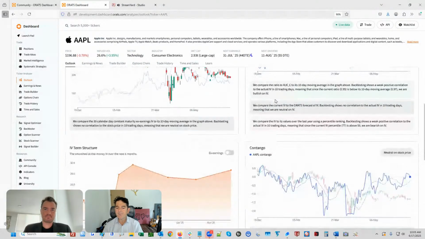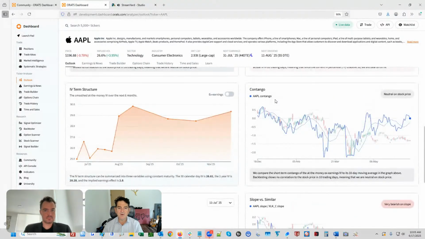Yep. Cool. So let's go on to term structure and contango. Contango is one of those fancy terms that traders use, but all it means is how low is the front month versus the back month. And we measure that. Usually the front month is lower than the back month, and that's a sign of calm markets.